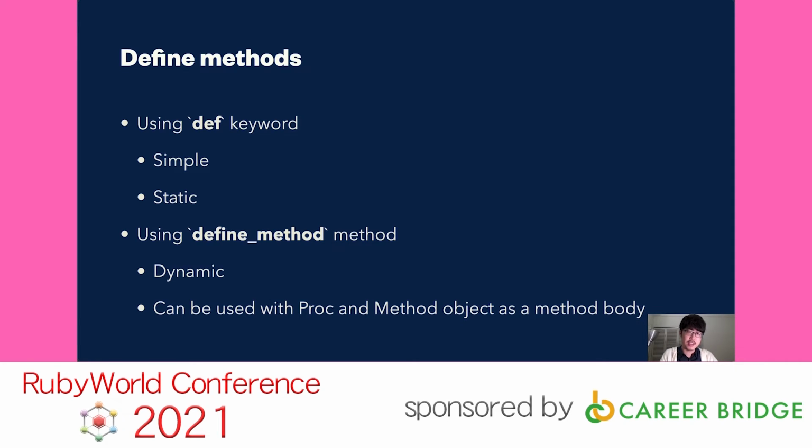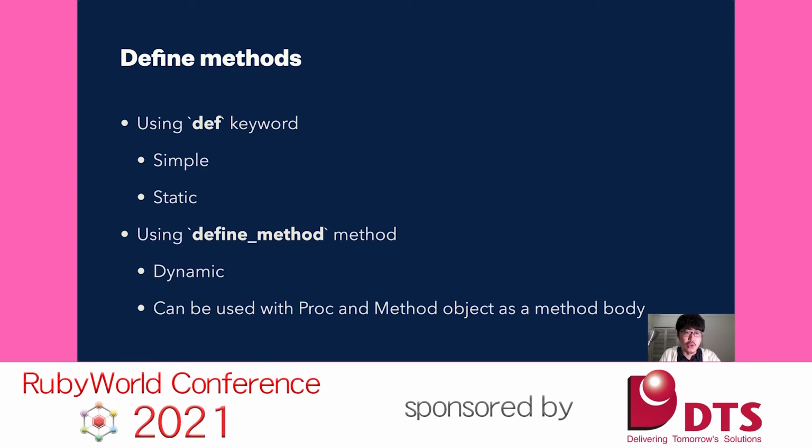In that case, we would use define_method instead. The name that comes after def is not a symbol, but define_method can receive a symbol as a name. Therefore, it is possible to define methods inside repeated processing. In the case of define_method, the content of the method can be substituted with a block, like the proc and method objects that appeared earlier.